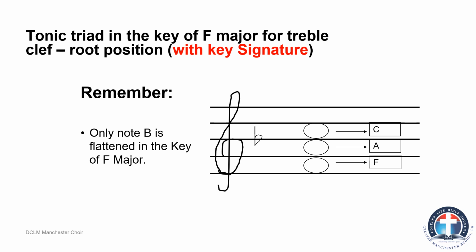Also on the right side there you can see how the tonic triad in the key of F major is positioned on our treble stave with key signature, because we have our key signature written after the clef there. So this is the tonic triad. Tell me, what is the first note there? F. What is the third note? A. And what is the fifth note? C. Thank you very much.